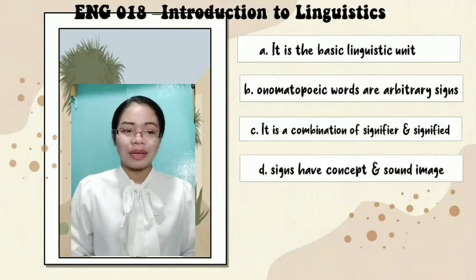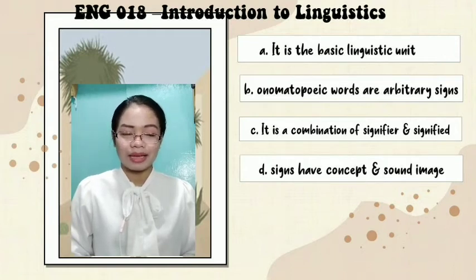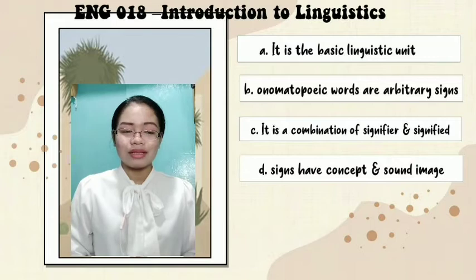So A, is it a basic linguistic unit? Yes, that's correct. Letter B, onomatopoeic words are arbitrary signs. Was it mentioned earlier? No. Letter C, it is a combination of signifier and signified. So letter C is also correct. And signs have concept and sound image. Again, signs have concept and sound image or pattern.